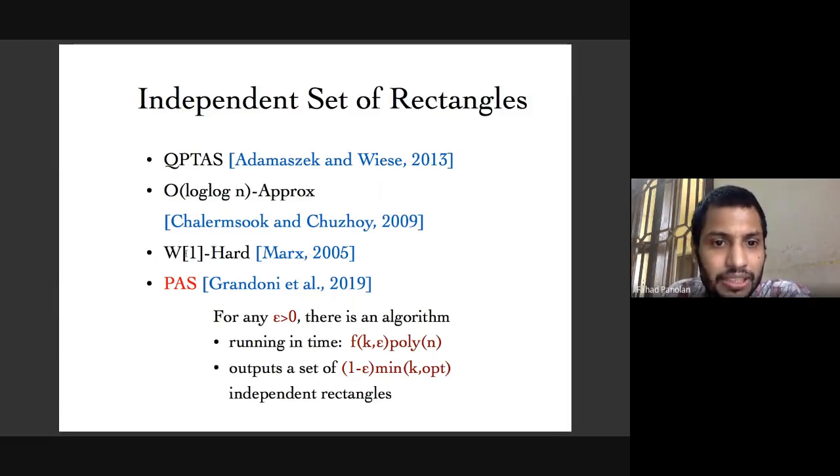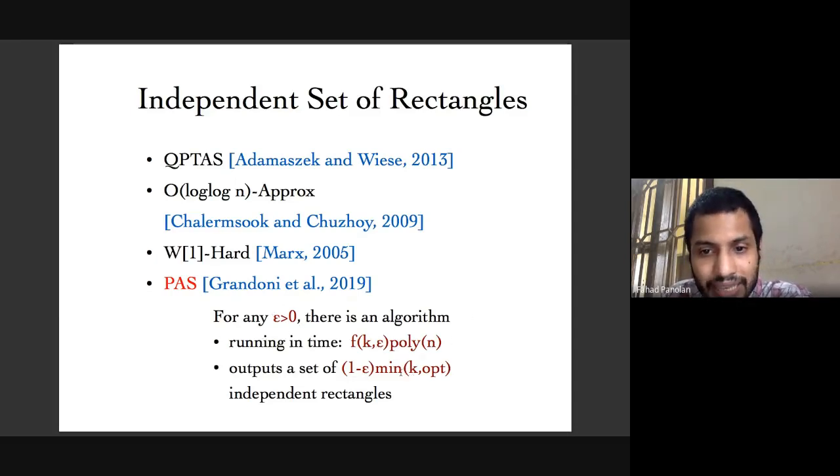And Marx proved that the problem is W[1]-hard. And in this paper, Grandoni et al., which appeared in last year's ESA, they proved that this problem admits a parameterized approximation scheme. That means the following. For any epsilon greater than 0, there is an algorithm whose running time is f of k comma epsilon times poly in n. Here epsilon is a constant.